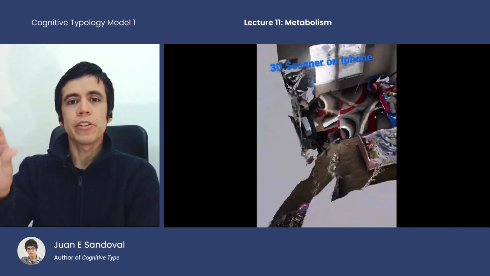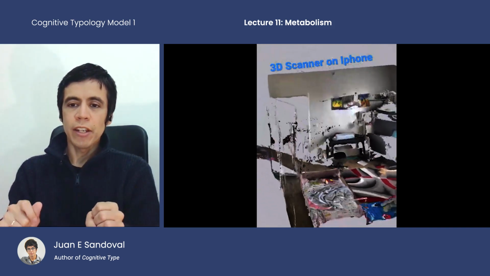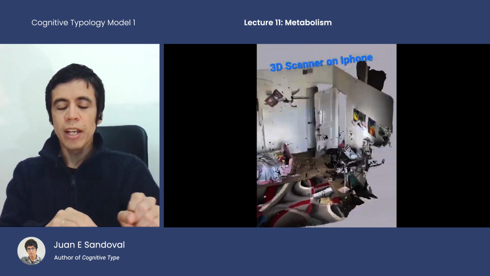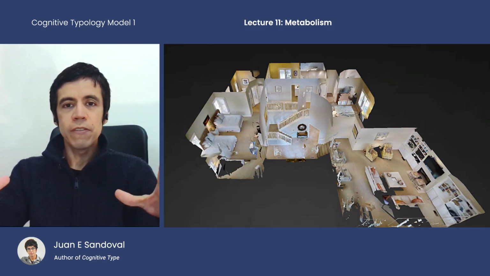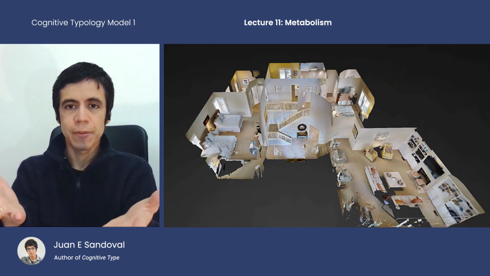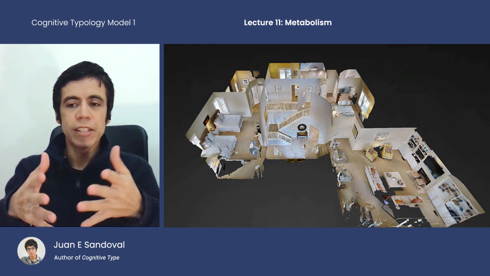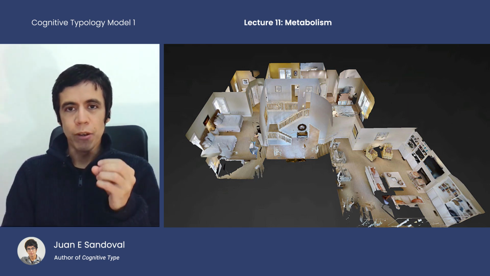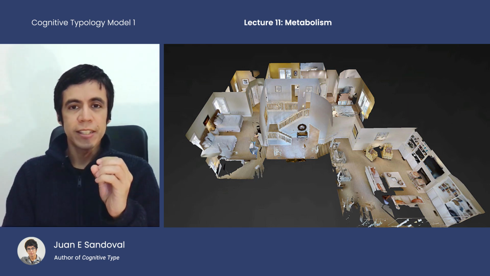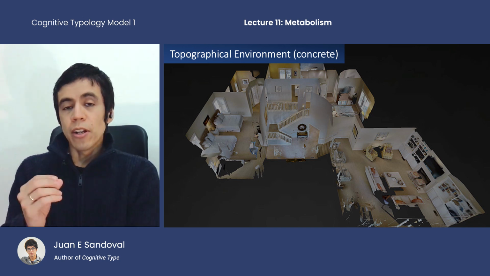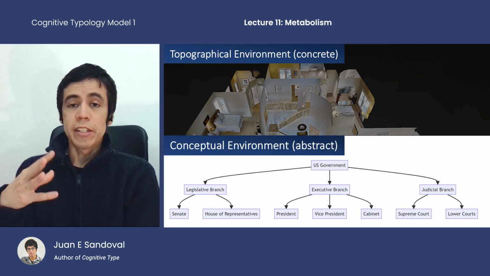And you do this until you've scanned the entire room. And then you go into the other room and into the other room until you have something that looks like this, a kind of map of the entire environment that you're in. Now remember, environment is not necessarily just topographical. It can also be abstract. It can also be conceptual.